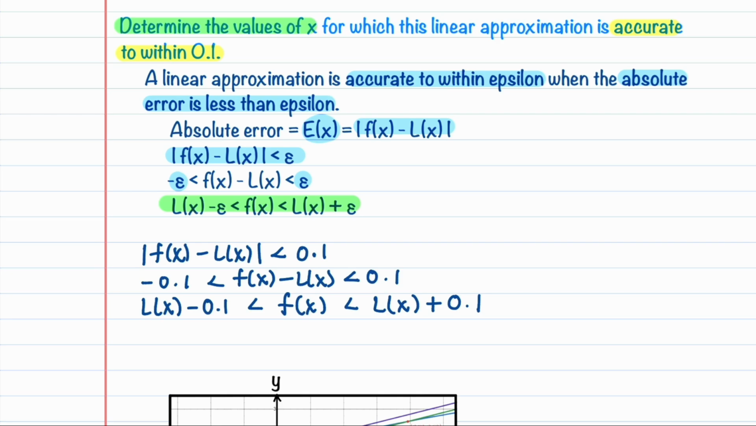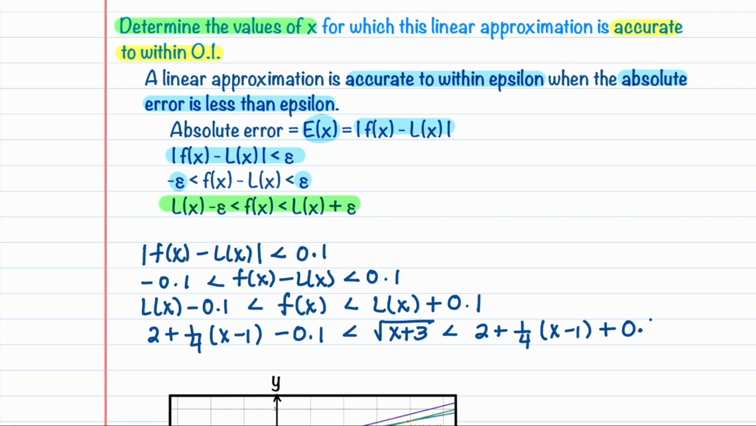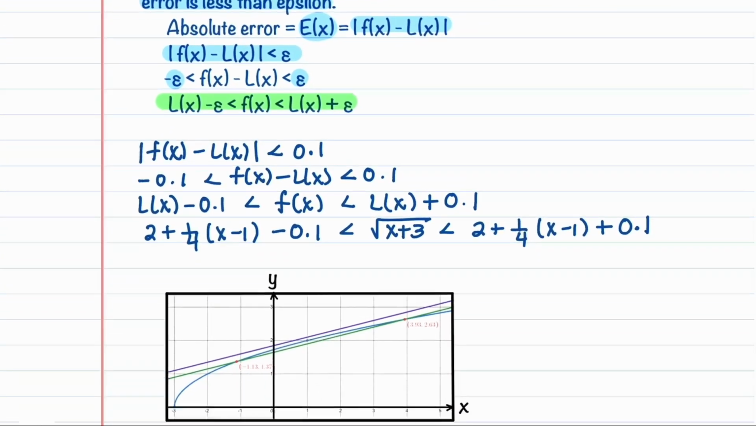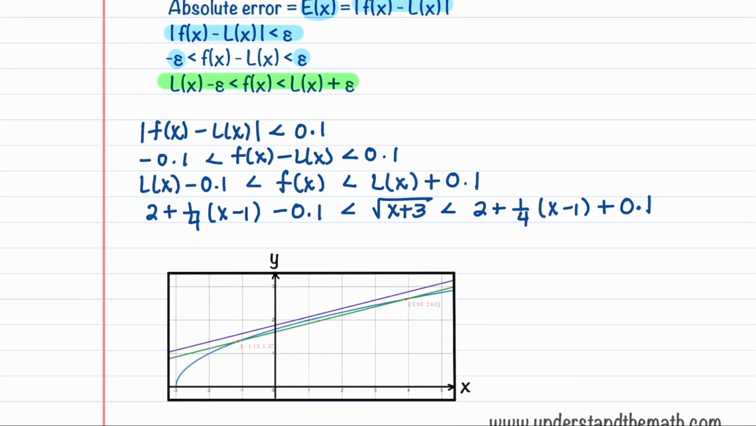Now we're going to substitute in for L of x and f of x. L of x was 2 plus 1/4 (x minus 1), and then we subtract 0.1. And then our f of x is the square root of x plus 3. And then on the right, we again have L of x, 2 plus 1/4 (x minus 1), but now we add 0.1. This equation is really hard to solve algebraically, and we might not even be able to do it.